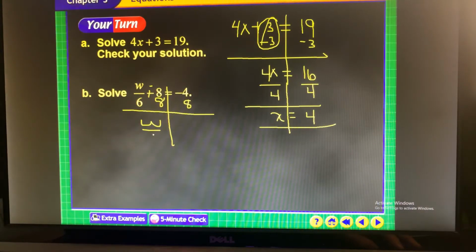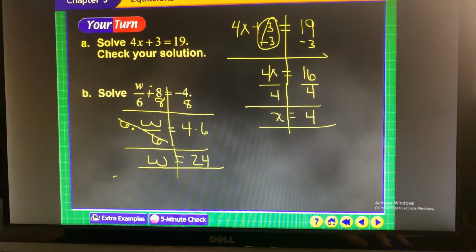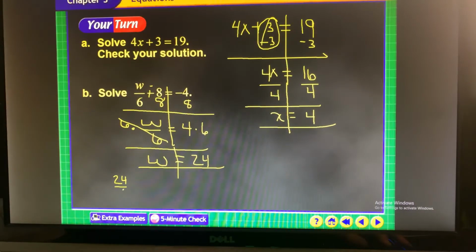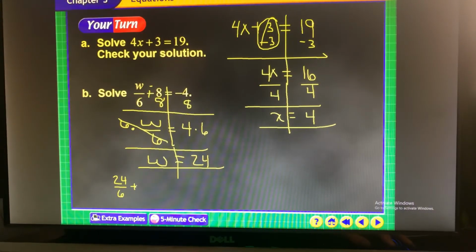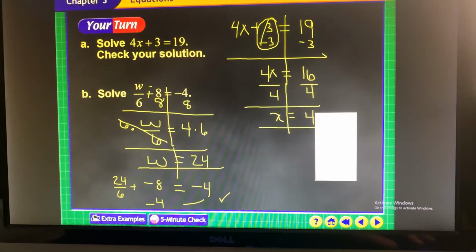w over 6 equals 4. Get rid of division with multiplication. Cancel. w equals 24. Check it. 24 divided by 6 is 4, plus negative 8 is equal to negative 4. Check. It works. It's not hard. It's pretty easy.